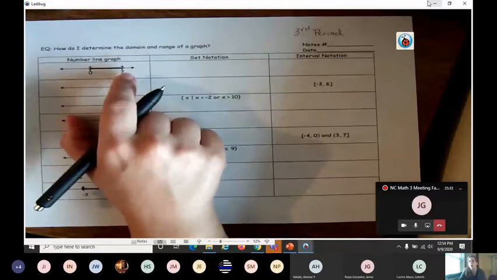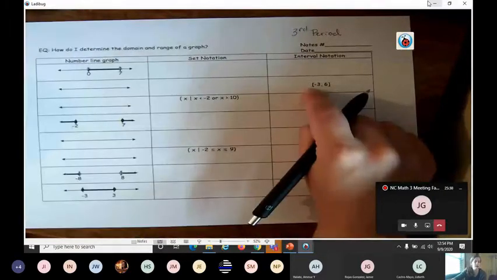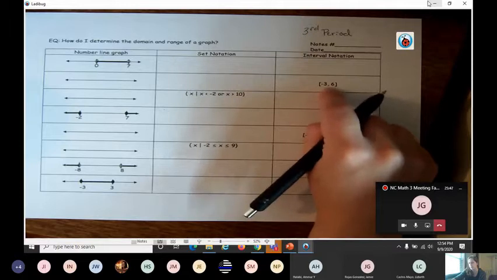Does anybody know which bracket I use for the open circle? This is something from Math 2. How do I denote an open circle in interval notation? Anybody?